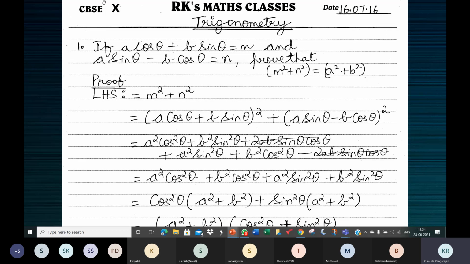It's very clear. We know what we have to do. We have to take up the LHS and work M square plus N square. We need to work this and get A square plus B square as the result. We have an expression for M, so we'll have to square it. We have an expression for N, we need to square this. We need to work till we get A square plus B square as a result. So that way you'll show that M square plus N square is equal to A square plus B square. That's all it is. It's that simple.